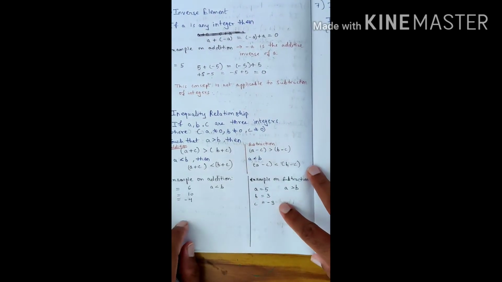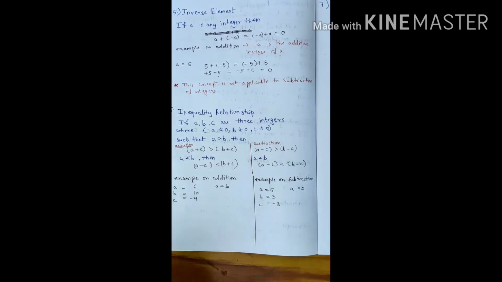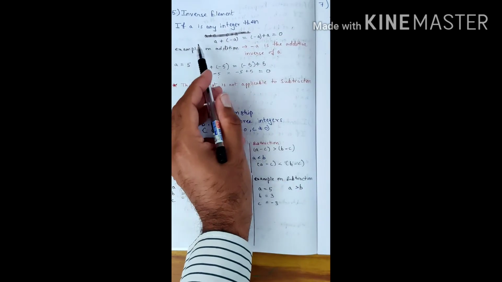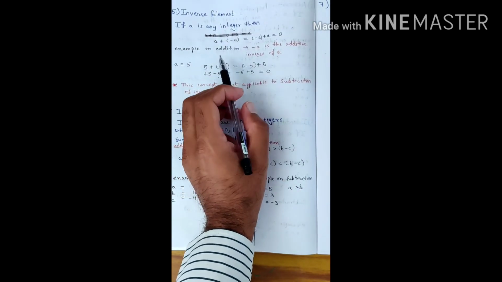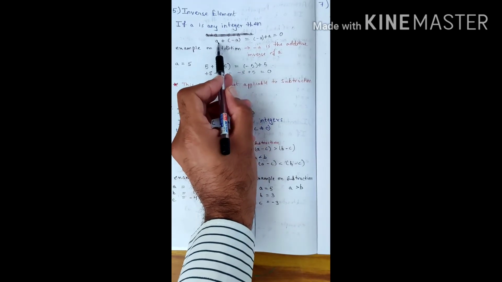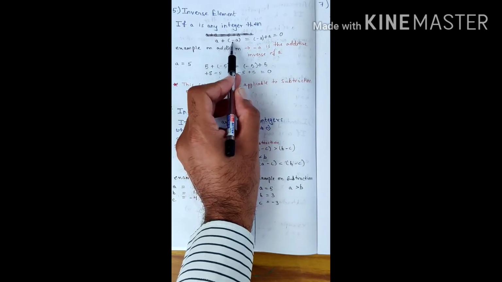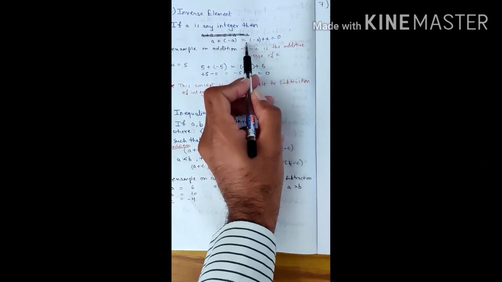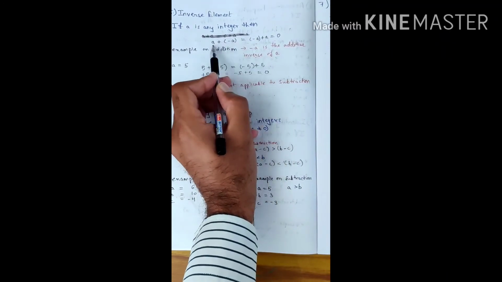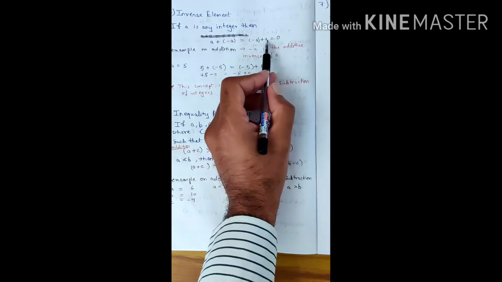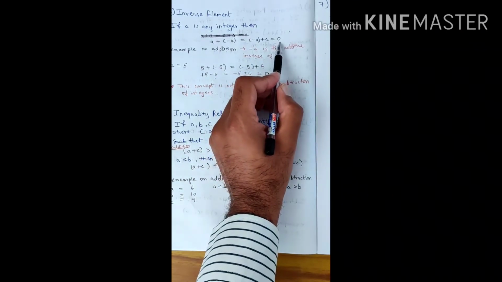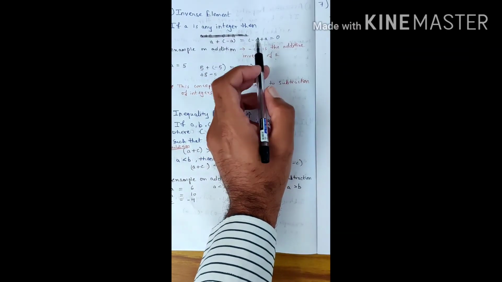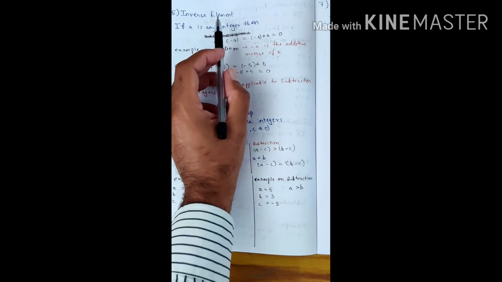Coming on to the next property, that is the inverse element. What it says is, if a is any integer, then we have the condition a plus (minus a) is equal to minus a plus a. So if we put values like this and we are getting a result of 0, that means we are using an inverse element.